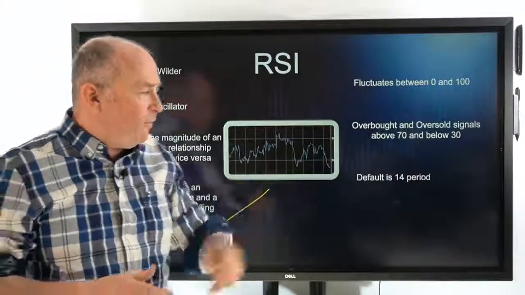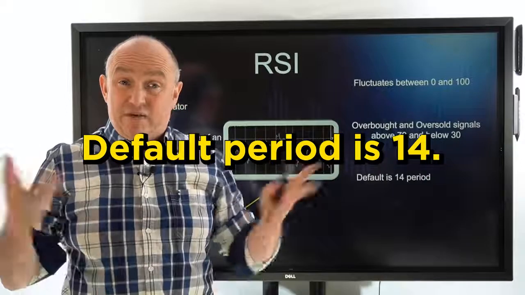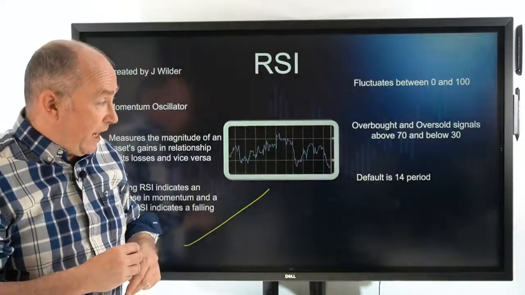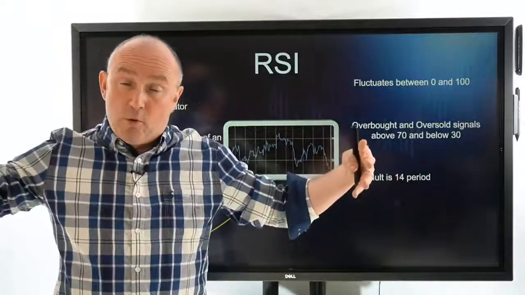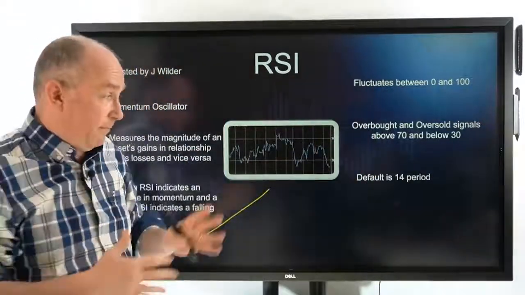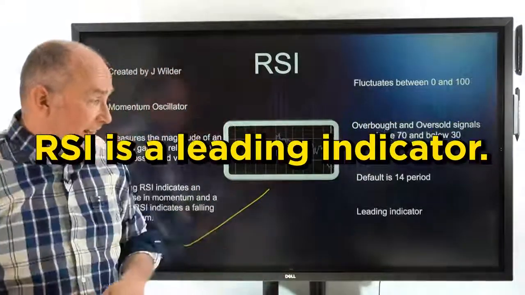Okay, the default period that you get when you download this onto your platform from your indicator section normally is 14. I know some like to use a bigger number, bigger default period, and that basically would smooth out the oscillator. But 14 is the default, and it is a leading indicator.